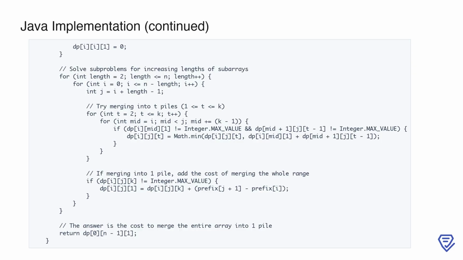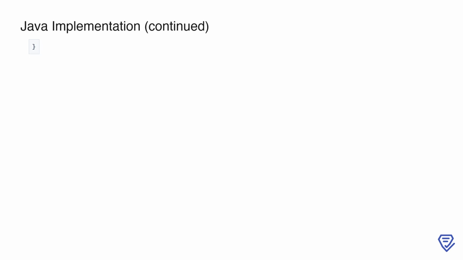Additionally, if merging the entire range into one pile is possible, we calculate this cost by adding the sum of the range, which is derived using the prefix array. This value is stored in dp[i][j][1]. By iterating over all subarray lengths and possible divisions, we systematically build solutions for larger and larger subproblems. Finally, the method returns the result stored in dp[0][n-1][1]. This value represents the minimum cost to merge the entire array of stones into a single pile. By structuring the solution with dynamic programming, we ensure that each subproblem is solved optimally and reused efficiently, allowing us to handle the constraints of the problem systematically.